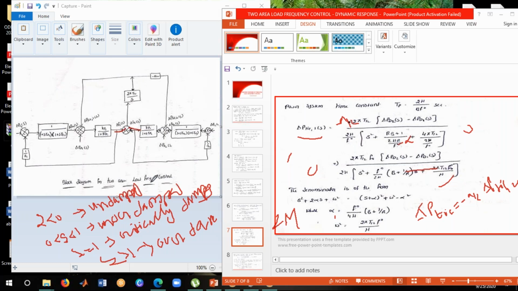So we have three or four topics remaining. One is two-area load frequency control by the bias method, which is a shortcut method of doing load frequency control. The second is using the proportional integral controller to control the load frequency of the two-area system. And the third is the different ways we can control the load frequency: the primary control method and the secondary control method.